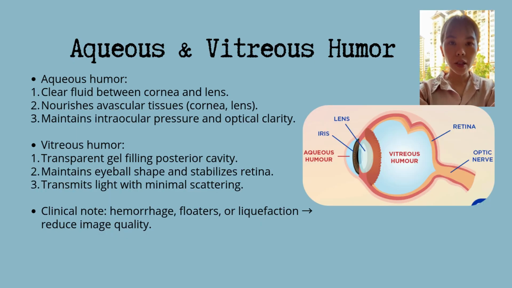Both aqueous and vitreous humor are crucial, even though they don't bend light much. The aqueous humor, which fills the space between the cornea and the lens, nourishes this avascular tissue and maintains intraocular pressure for proper eye shape. The vitreous humor, on the other hand, is a gel that fills the large cavity behind the lens. It keeps the retina in place and ensures light passes smoothly. If the vitreous becomes cloudy, as in vitreous hemorrhage, vision may be severely impaired.